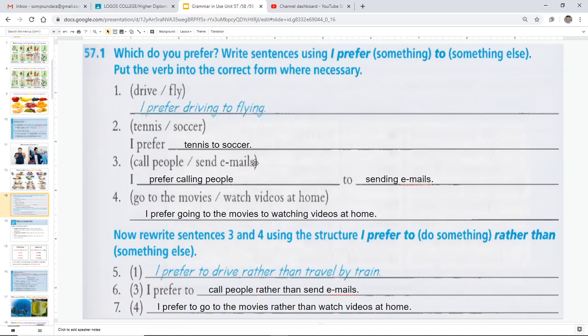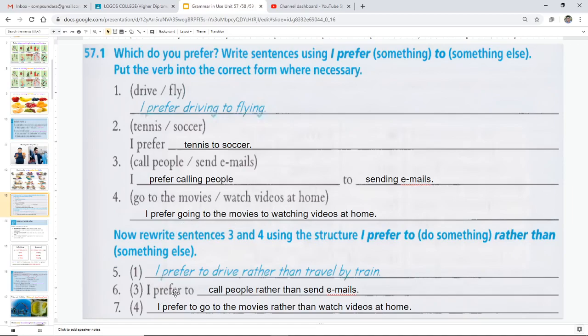Some people have been asking, which do you prefer? You want to use "I prefer to something else." So answer number 3 is I prefer calling people to sending emails. Remember, we use gerunds with prefer. I prefer going to the movies to watching videos at home. A lot of you had many different answers. I was very nice. I accepted a lot of answers.